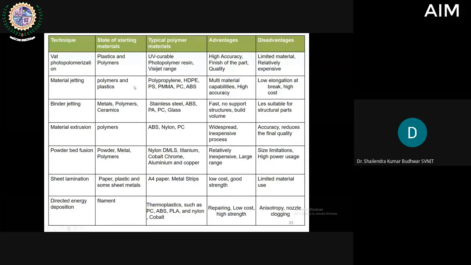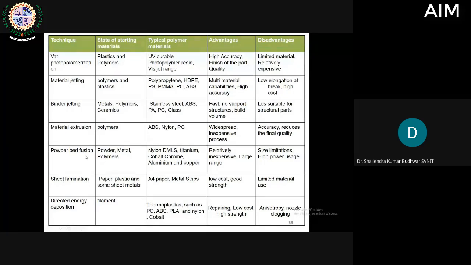Material jetting techniques is also used for polymer and plastics like polypropylene, SDP, PS, PMMA, PC, ABS, multi-material capabilities and high accuracy, but low elongation at break, high cost. Okay, so you can see advantage and disadvantage of all these techniques.